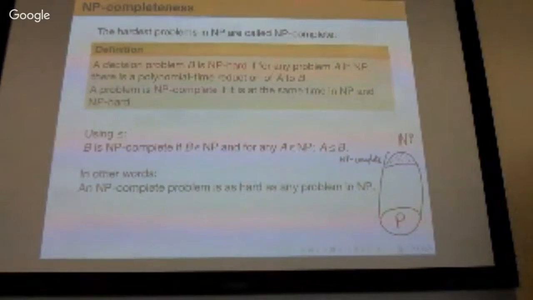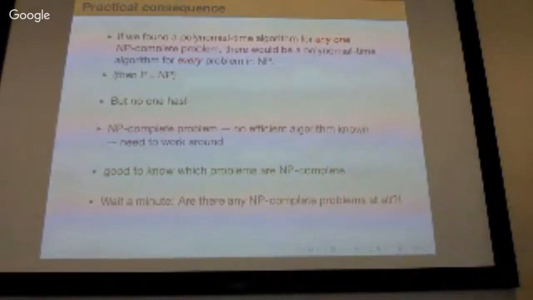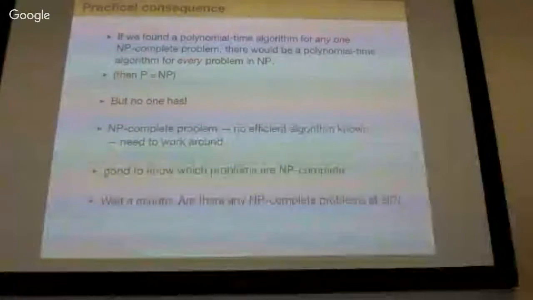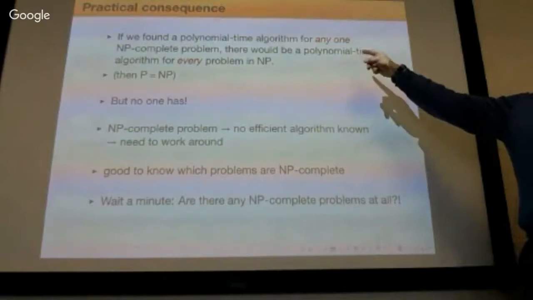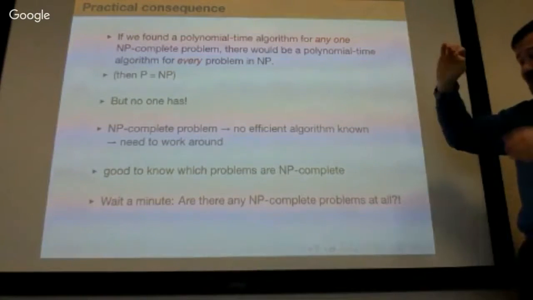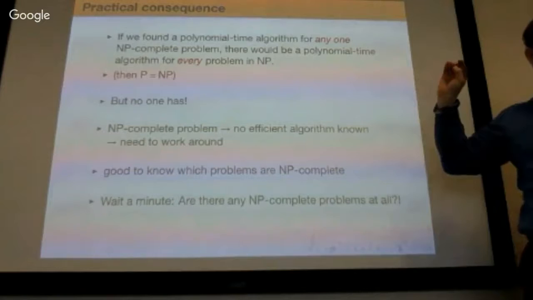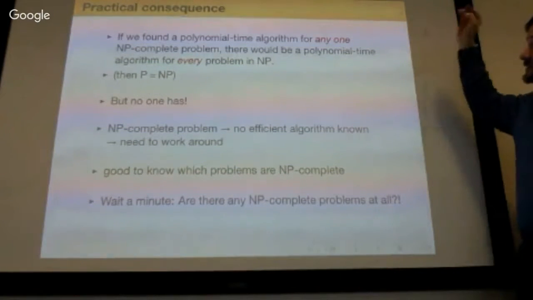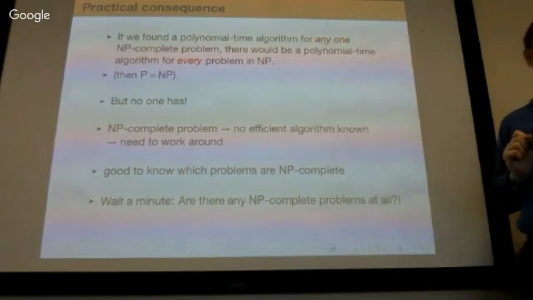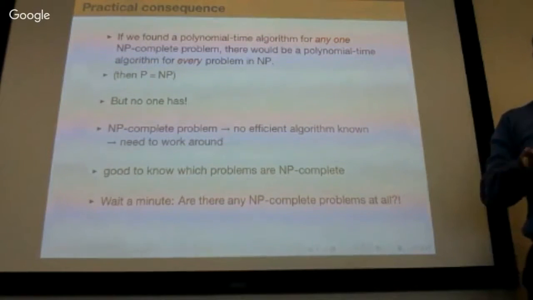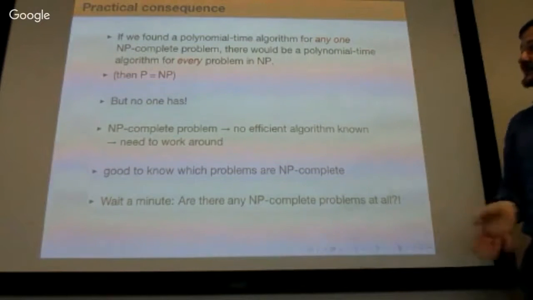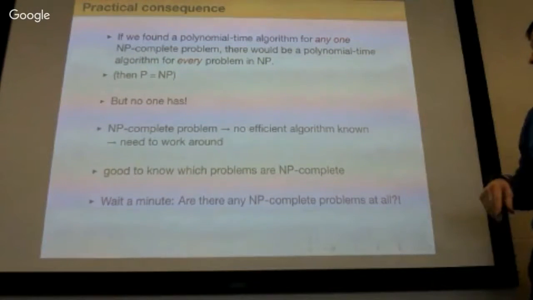So what are the practical consequences? This is what I've just said. If for an NP-complete problem we found a polynomial algorithm for any one of them, that would mean that every problem in NP is in P, the class of polynomial time problems.